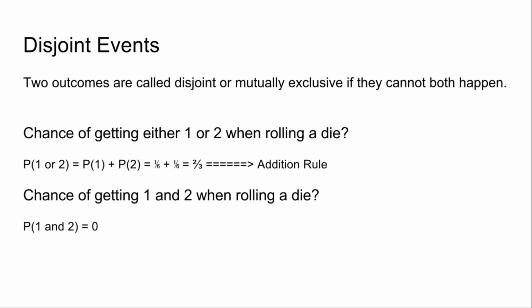So the question is, what is the chance of getting either one or two when rolling a die? It is the probability of one or two, which equals the probability of one plus the probability of two. So 1 by 6 plus 1 by 6 equals 1 by 3. This is called the addition rule for disjoint events. And if we ask what is the chance of getting 1 and 2 when rolling a die, this is 0.